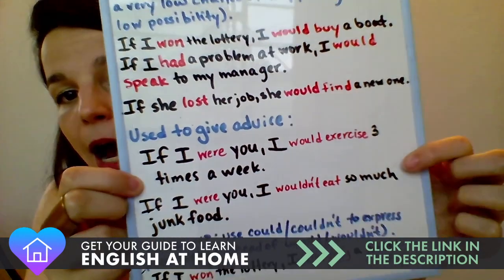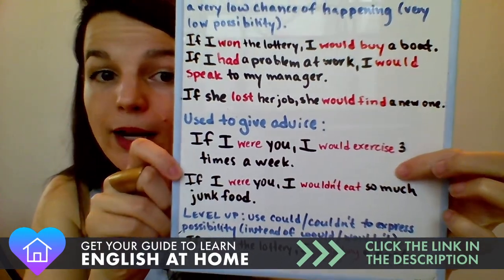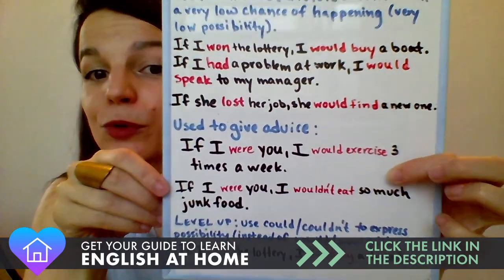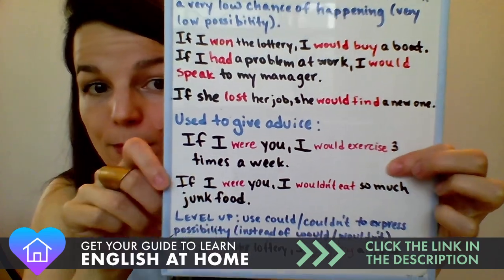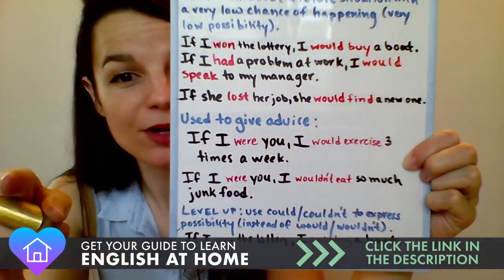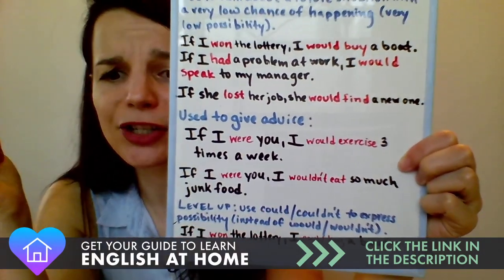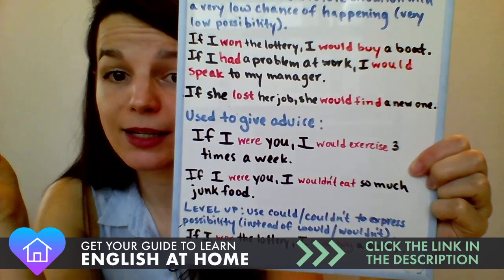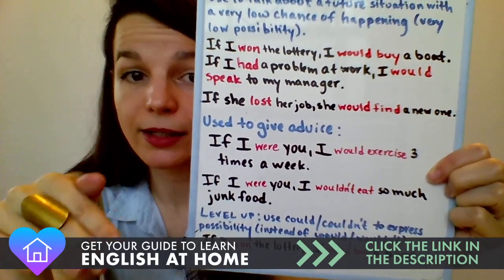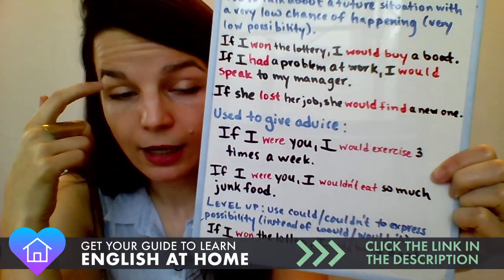And again, I would exercise 3 times a week. This is the big point I want to review. I really want you to remember. Please do not use will in your main clause here. Same thing here. I've used a negative. If I were you, I wouldn't, so would not, eat so much junk food. So we're suggesting something not to do. These are advice expressions. Alrighty.